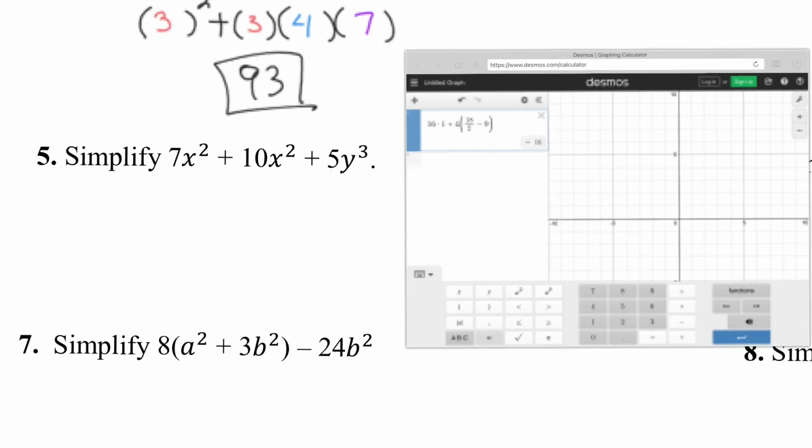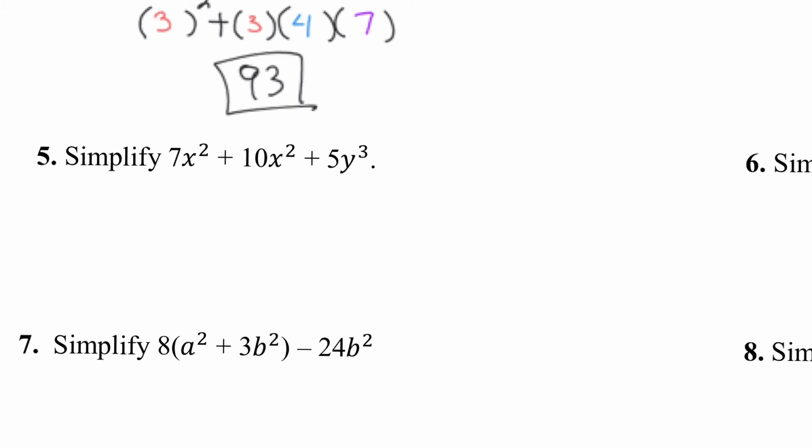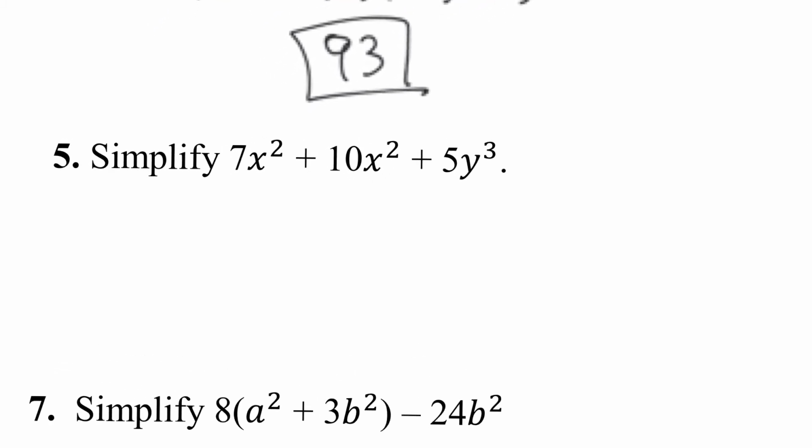Number 5, now you're simplifying, you're not evaluating, which means you're not going to use a calculator because you need to simplify by combining like terms. So I'm going to get rid of the actual calculator. We don't need it for number 5, but we need to look for like terms. Like terms, remember, are the ones that have the same variable, and the variables have the same exponents.